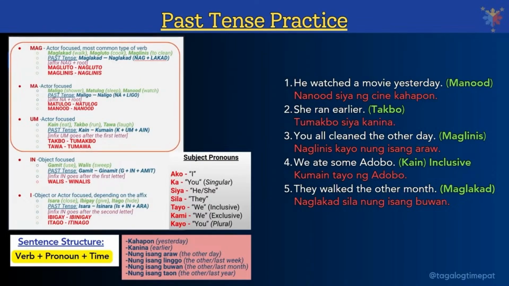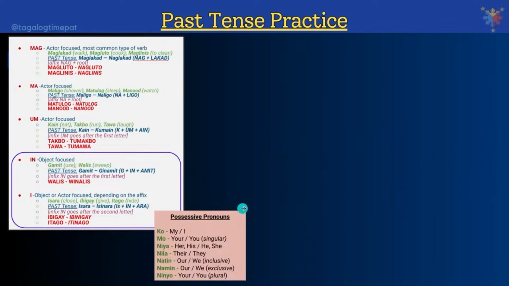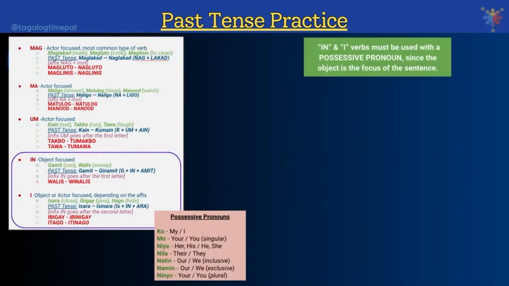Now, if you noticed, all of these examples are asking about mag, ma, and um verbs. Because they are actor-focused, we can use subject pronouns. But if you wanted to use an in or e-verb, you actually have to use a possessive pronoun. Remember, for an object-focused verb, the subject here is an object, so we have to use a possessive pronoun because it's almost like the person possesses that object that is in focus. Okay, so that's kind of why we have to use a possessive pronoun.